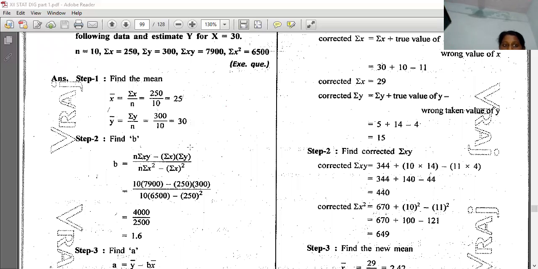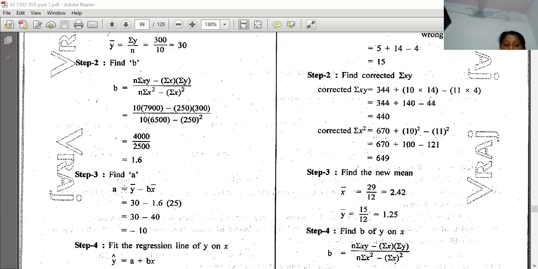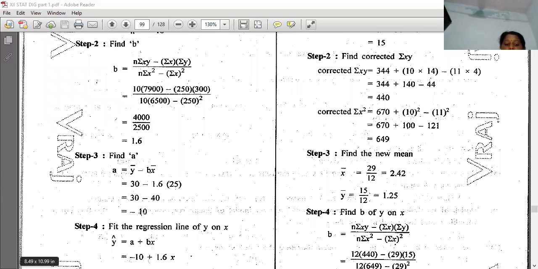Substitute the values. Okay, here sigma x and sigma y is given. With the help of that, we can find, step 1, the mean x bar and y bar. Second step, to find b with the given information, this formula. Then step 3, to find a, that is y bar minus b x bar. Substitute the values, we will be getting minus 10.